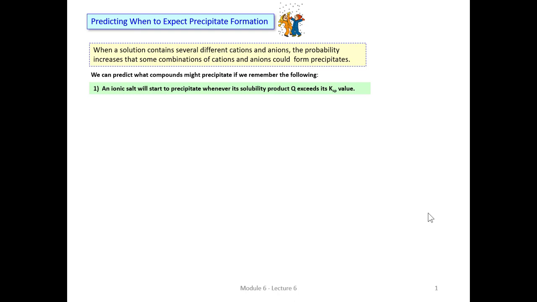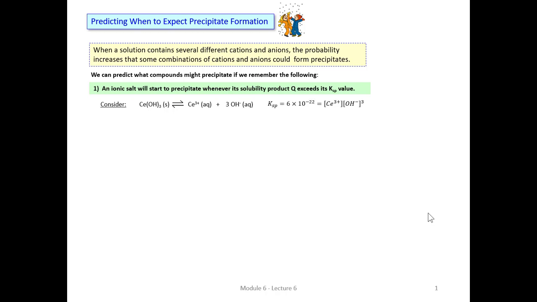An ionic salt will start to precipitate, in other words, come out of solution and form a solid, whenever its solubility product Q exceeds its KSP value. Now, let's see what we mean by that. Let's consider the solubility equilibrium for cerium hydroxide. We've written this before. If cerium hydroxide went into solution, it would form cerium 3 plus ions and hydroxide ions.